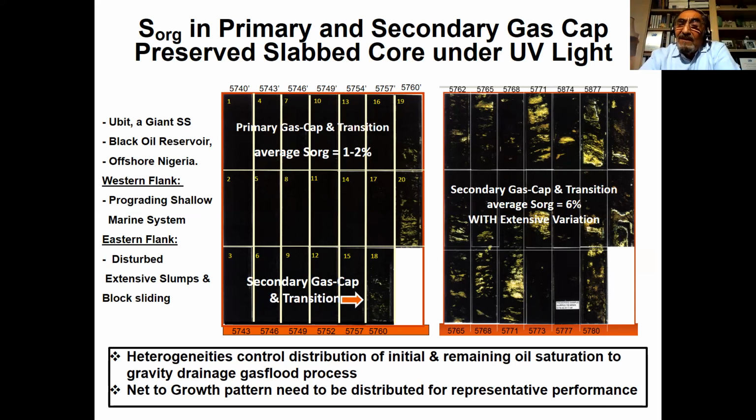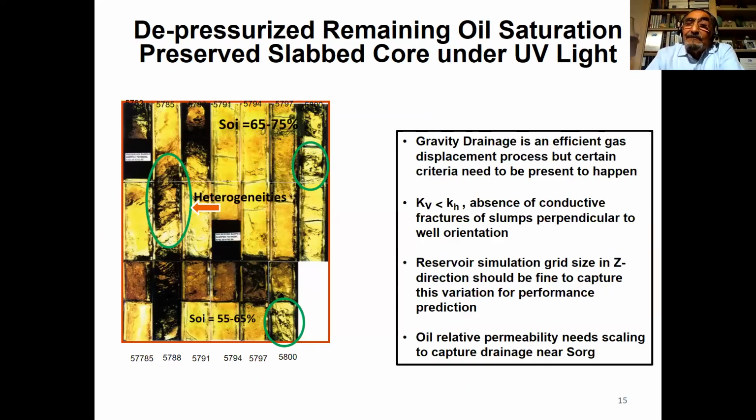We quantify this. What is left behind? The average is about 6%. But if you don't know the distribution of it, the way that these remaining oil saturations are distributed, it's very difficult to come up with a recovery process that addresses this huge oil that is left behind. So let's go look at it further.